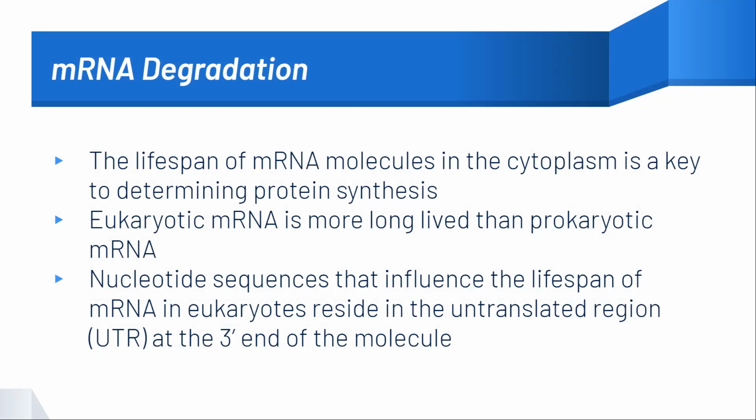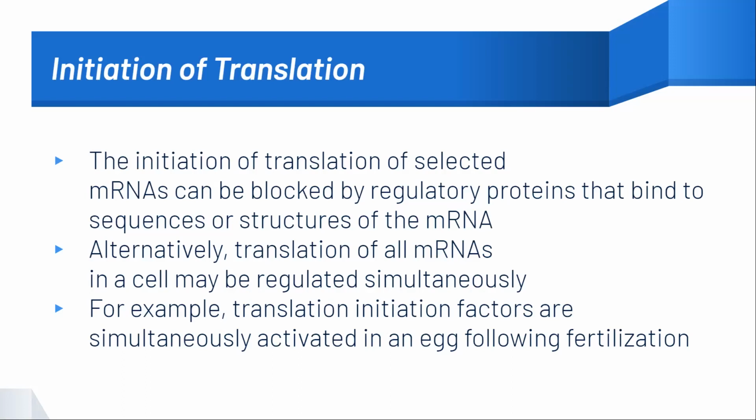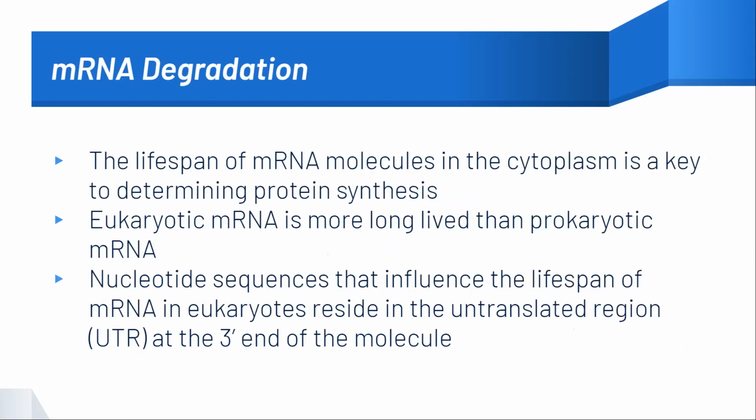There are untranslated regions of that messenger RNA, sections that don't actually code for proteins. How long that section is will have an influence on how long that messenger RNA survives in the nucleus. And so we can regulate gene expression by regulating the length of that untranslated region in the messenger RNA. So controlling the lifespan of the messenger RNA is another way we can regulate gene expression.